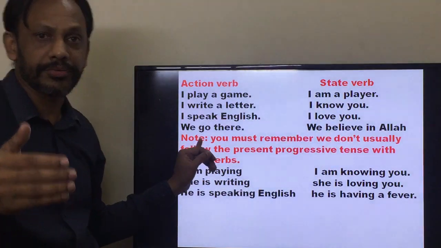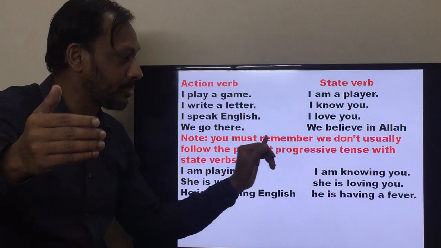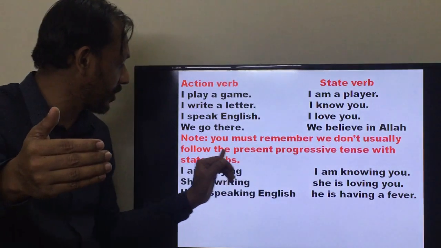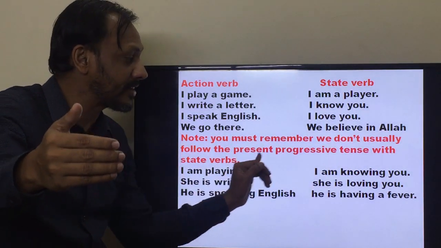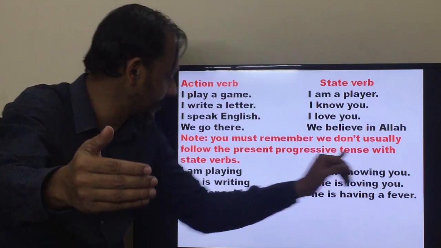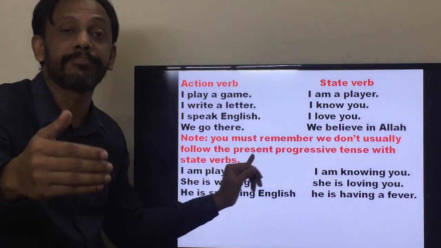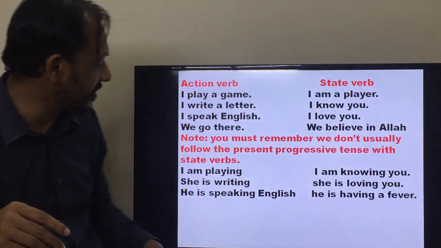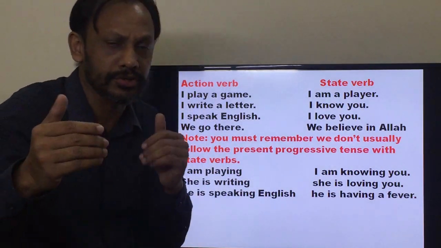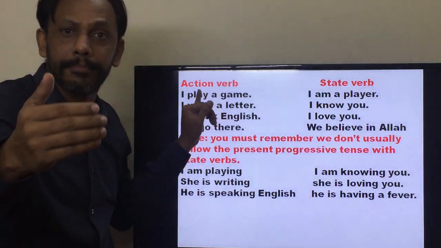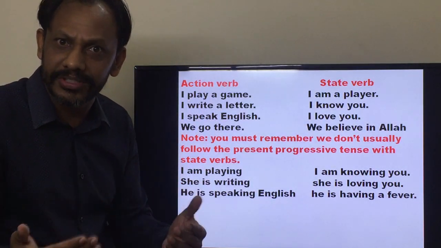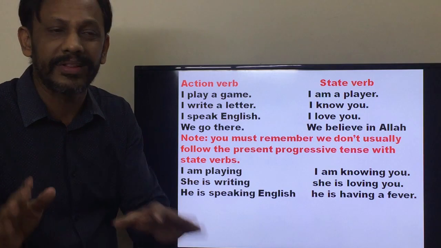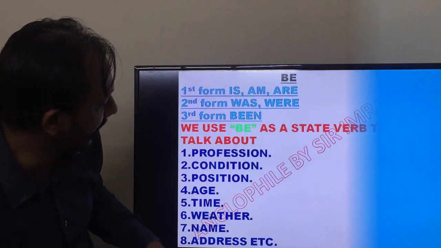Okay, now note, you must see this note. You must remember, we do not usually follow the present continuous tense with a state verb. I mean present progressive tense, we don't use the ing form with the state verbs. Let me give you an example. If you talk about play, it is an action, and since it shows an action, we can follow the ing form when the action is in progress.